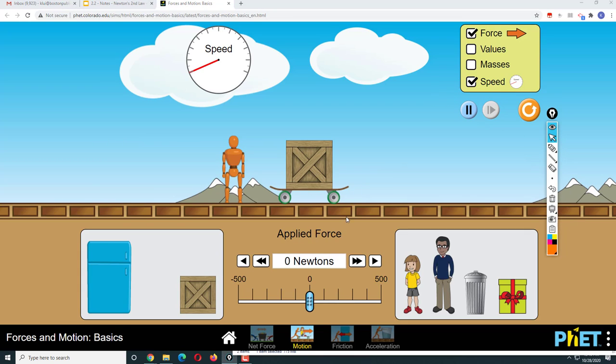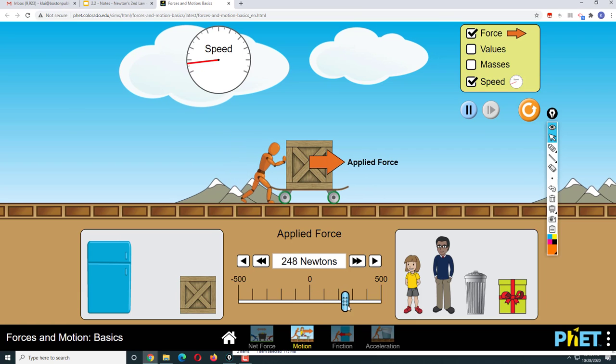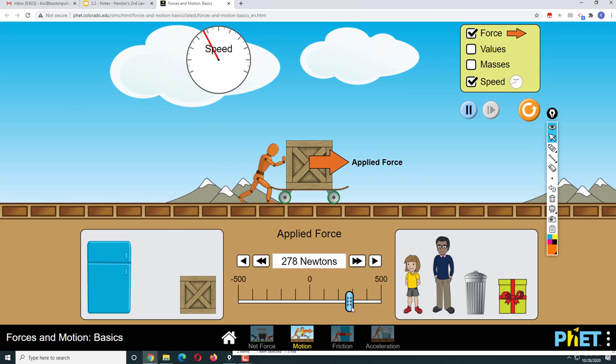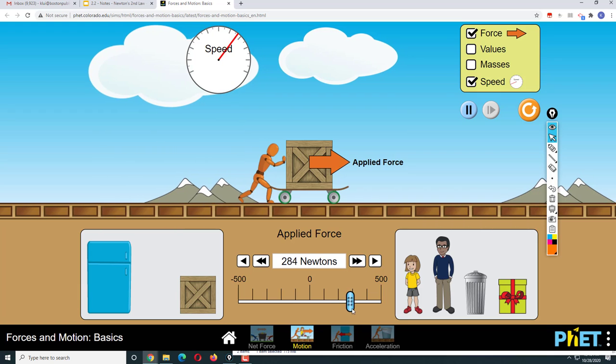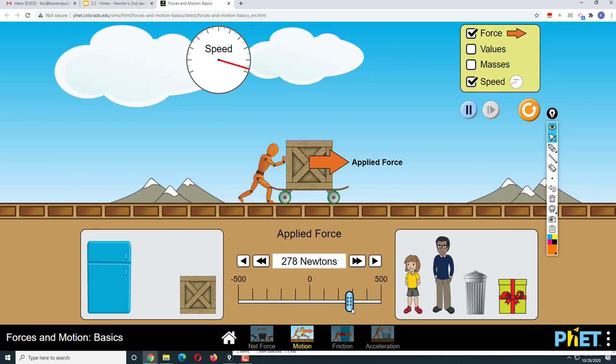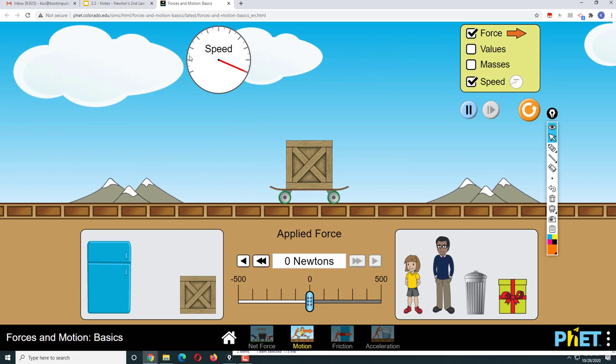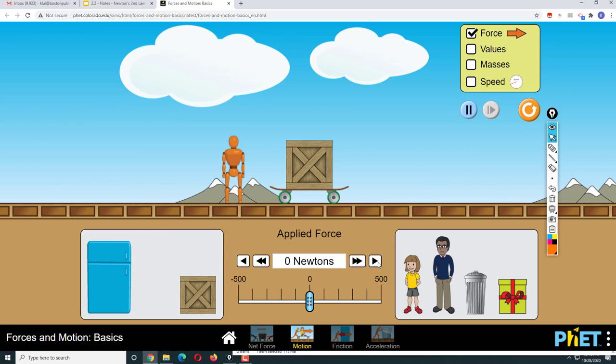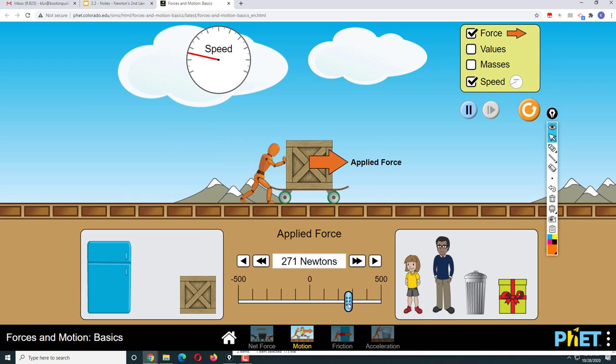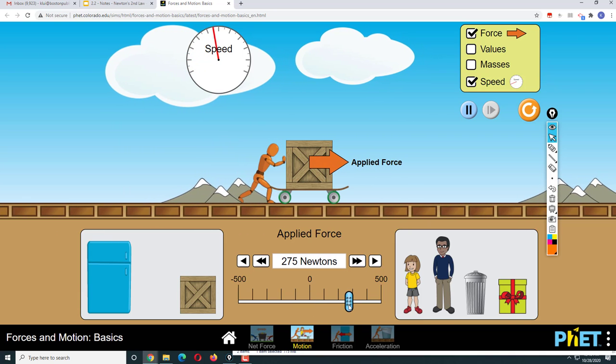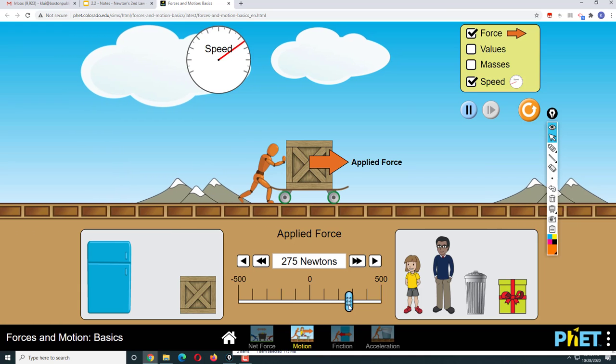Well, let's look at the speed here. 275 newtons. Around there, close enough. As we can see, the speed just went up. Let's look at this again. Look at the speed over here. When we push on it, the speed just goes up faster, faster, and faster.